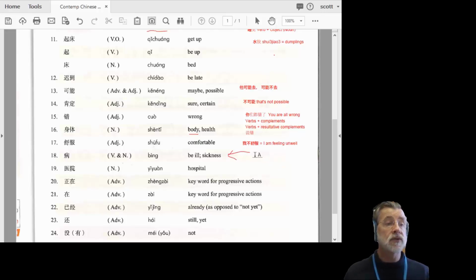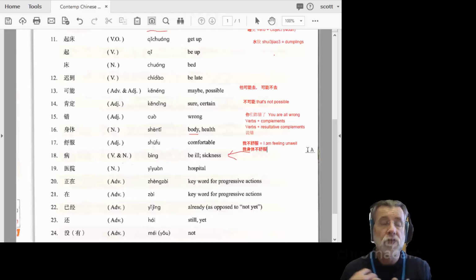Also, you can give a longer version of that. You can say 我身体不舒服. So I am not well. So here, 身体 means body. My body is not feeling comfortable. But what it means is I'm not feeling well. 我身体不舒服. If for example though, you then said something like, 我身体不好.